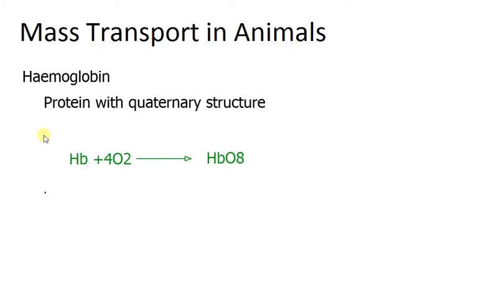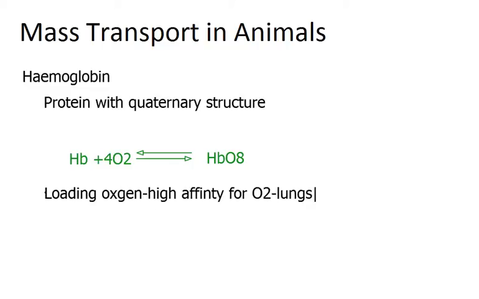Okay, so here we have the general equation for the loading and unloading of oxygen. It's a reversible reaction, so I should add another arrow going backwards. And this means that the forwards direction is loading, because the end product is oxyhaemoglobin. So loading oxygen means that the haemoglobin has a high affinity, and this takes place in the lungs where there is a high partial pressure of oxygen.